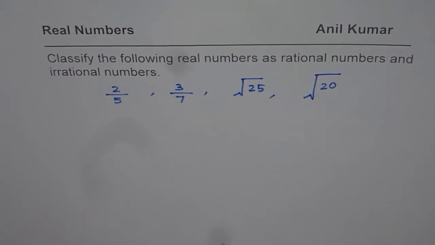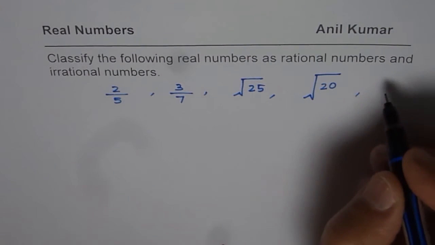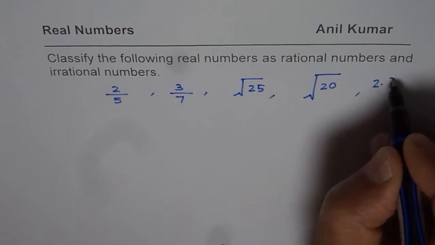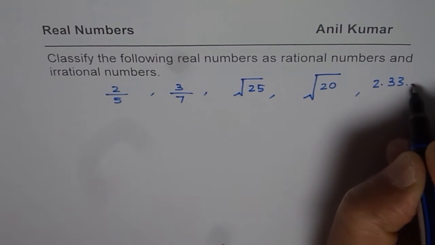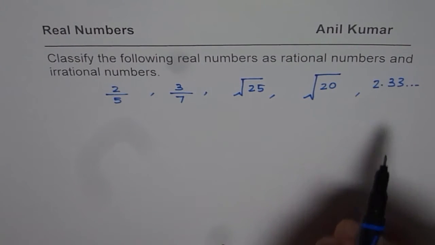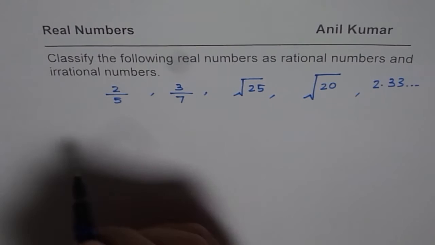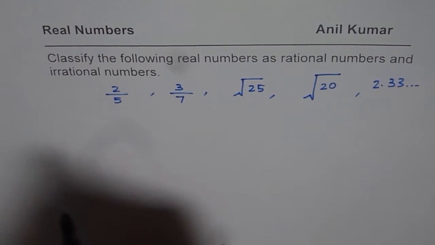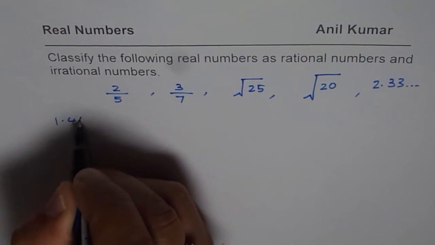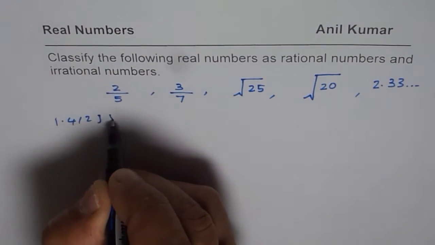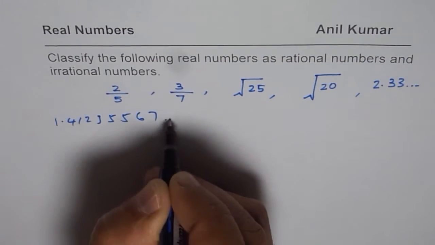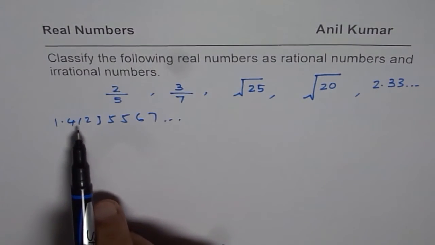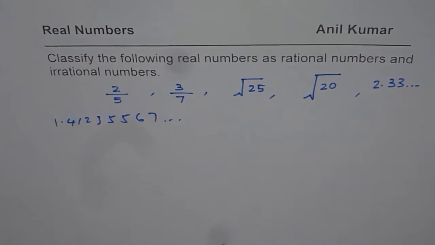We can take some decimal numbers also. Let's write down 2.33 and that 3 repeats, or we could have some number which is a non-repeating decimal number. So we could just write a number 1.41235567, something like this, where there is no pattern of repeating, right? So in that case, you have this set of numbers.